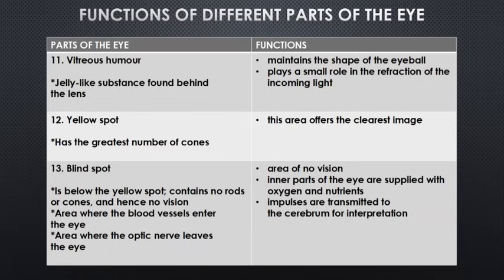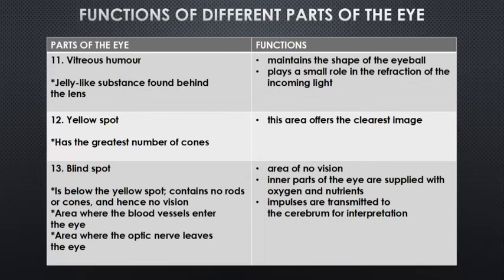And then we've got the yellow spot. Remember, the yellow spot is a part on your retina. This part has a large number of cones, which are light sensitive cells. They're sensitive to bright light, remember. So this is the area that offers the clearest image.